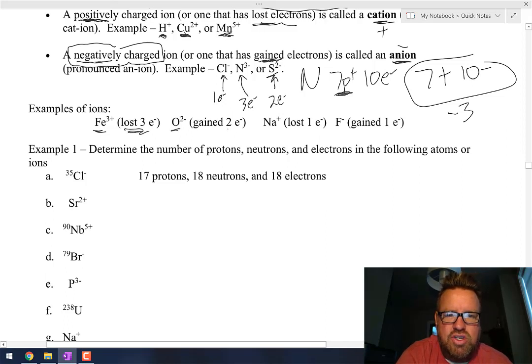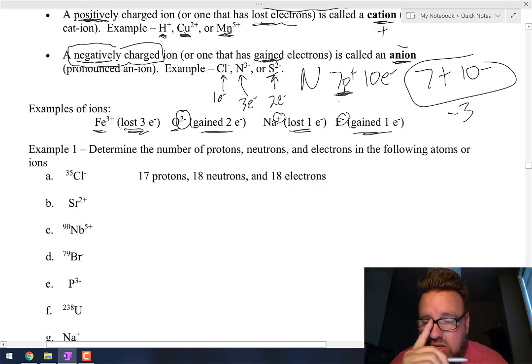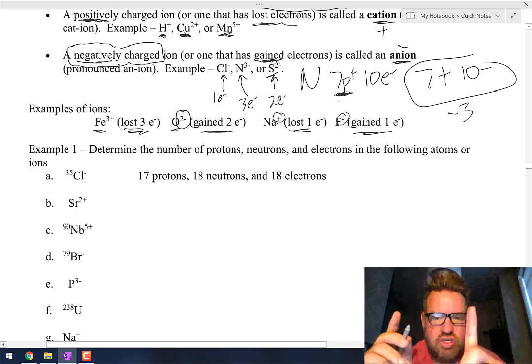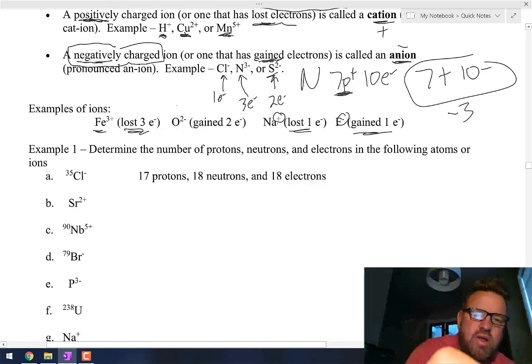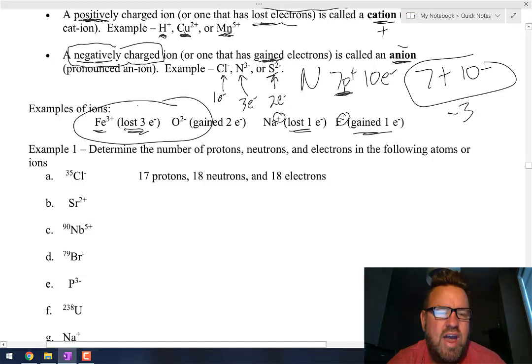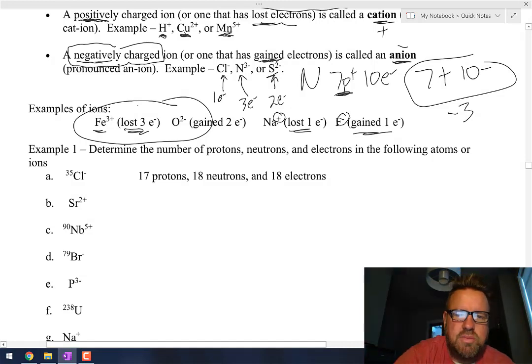Here oxygen is a -2 charge, so it has gained 2 electrons. Sodium losing 1 with a positive charge, and fluorine gaining 1. Notice that when it's just 1, you don't write the number 1. You can just write a plus or a minus, and that just means 1. If it's any number other than 1, like on iron over here or oxygen, you have to actually write the number.